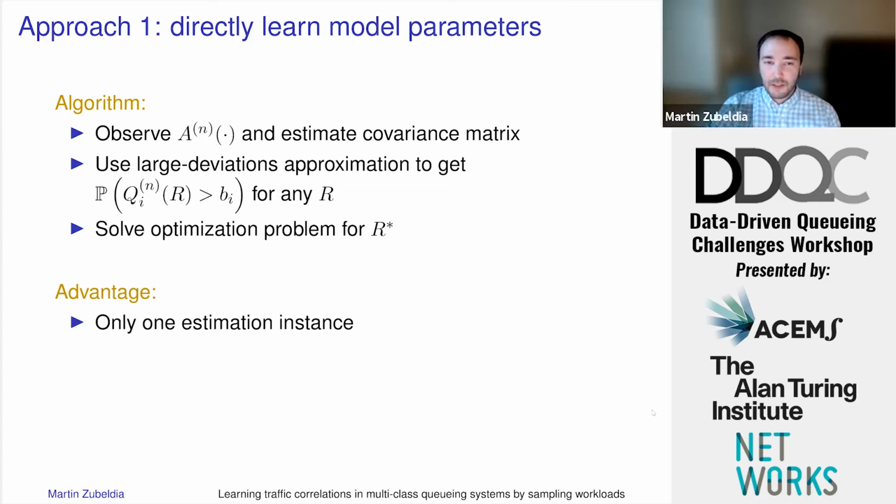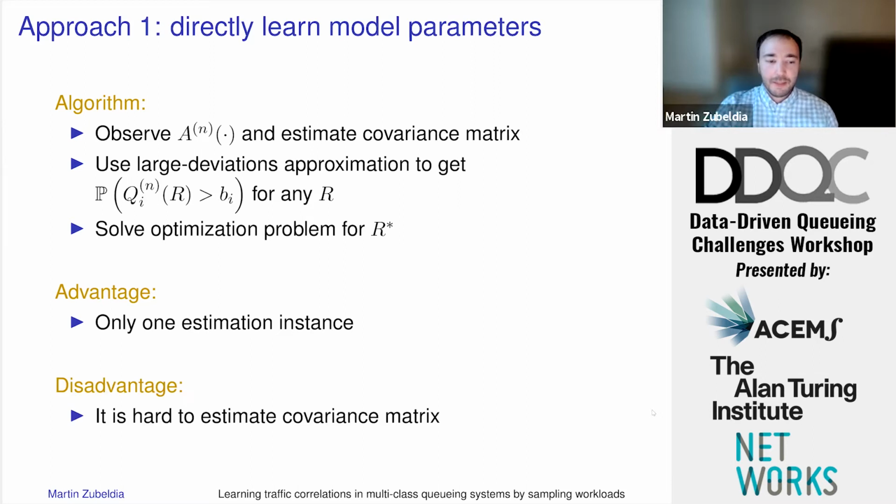And the advantage is that we essentially only need to estimate things once. Once we get the covariance matrix, we get the optimal routing matrix. But the disadvantage is that it's actually hard and sometimes impossible to directly estimate the covariance matrix. And that is because if you want to estimate the covariance for some time t, then you need to sample the arrival process every t units of time. And if t is very small, then you need to be sampling it quite quickly, which might be unfeasible in practice. And also for different times, you need to sample the process at different times, so it becomes very, very troublesome.